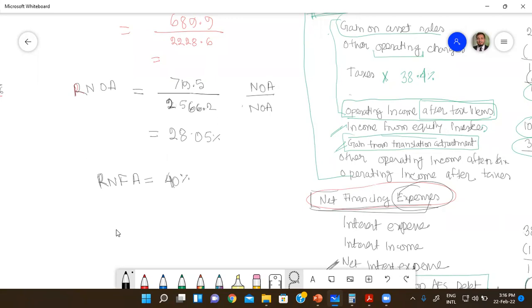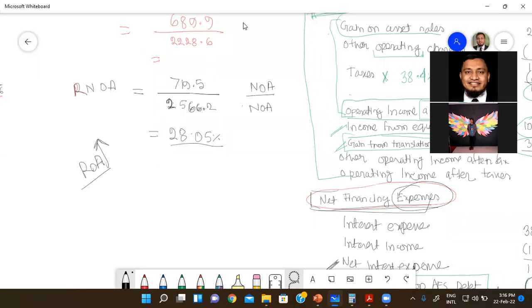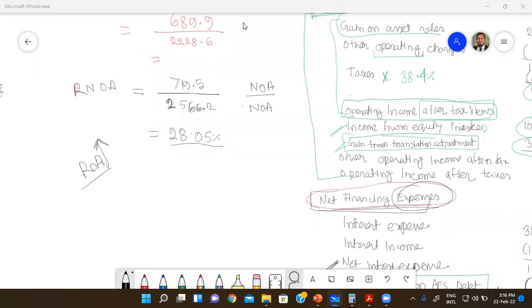the revaluation of the financial assets. So what do you expect? If this is the case, will you go for making more investment in financial assets, or will you go for making more investment in operating assets? What will be the general tendency of the owners or the managers to make the return on equity a beautiful number, or return on assets a beautiful number? What do you think? Where will they make the investment, in the operating asset or the financial asset?